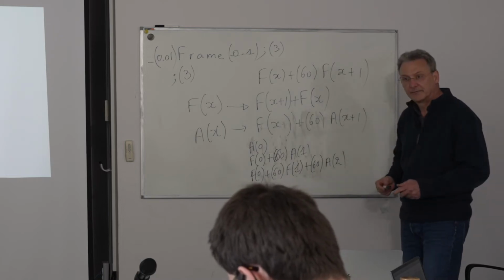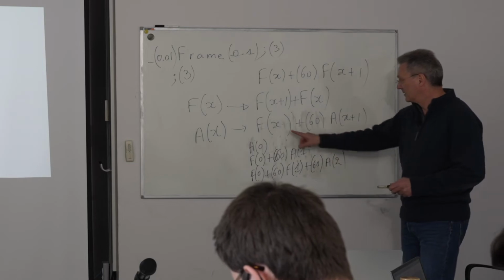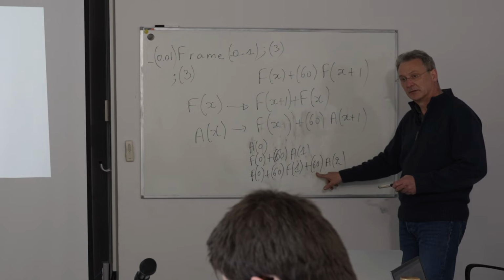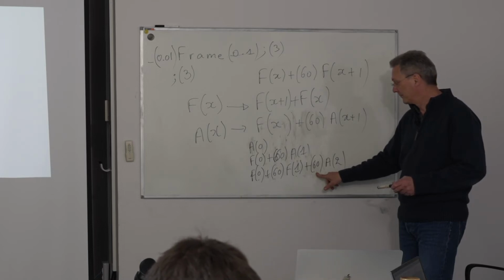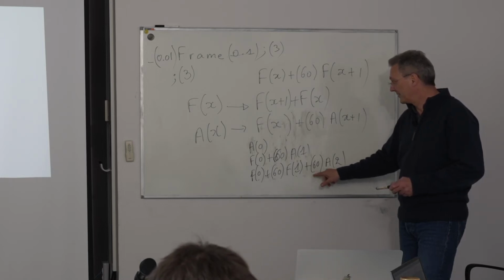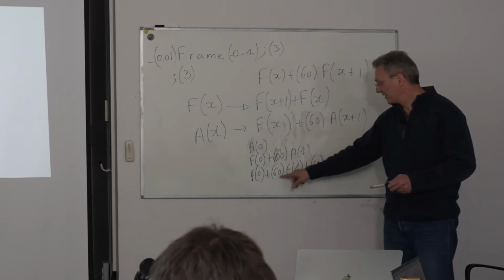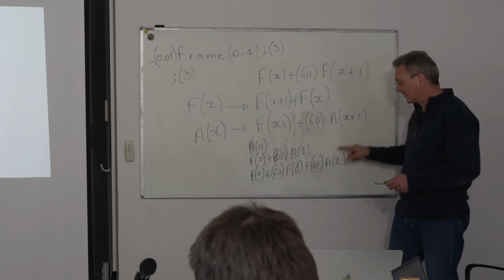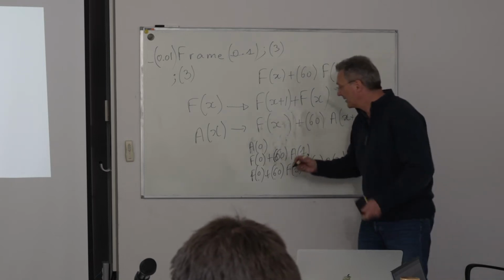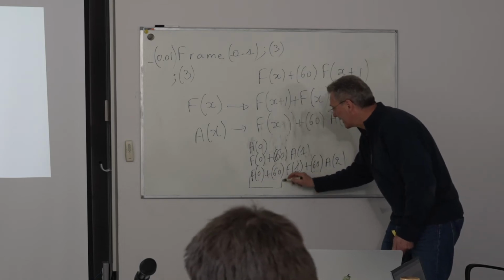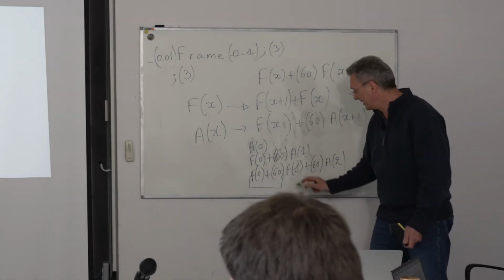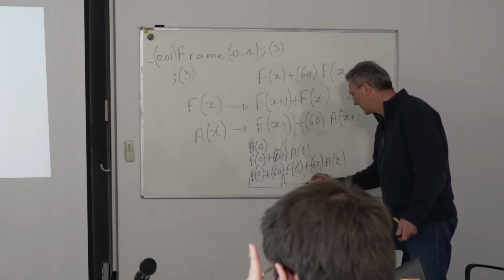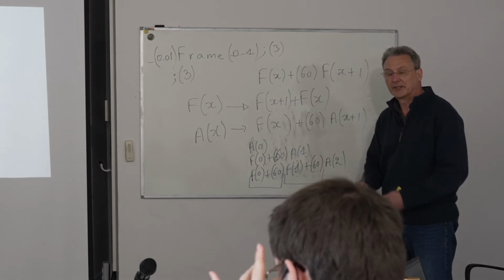Another 60 degrees, because we have a 60 before A of 1. So A of 1 will be rewritten as this. So this is the part A of 0, then the part A of 1 will become this. Okay?